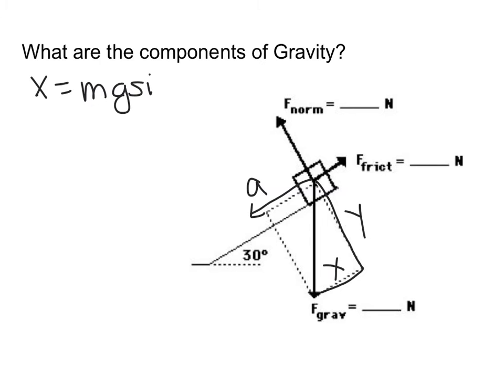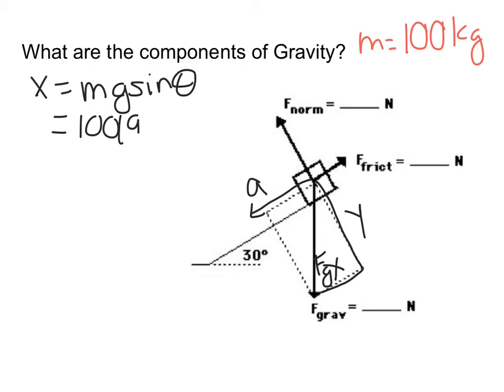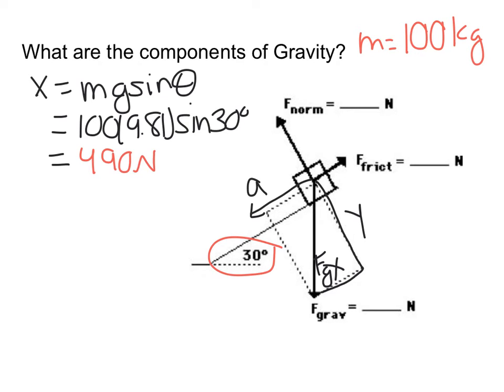mg sine theta. Let's assume that this box is equal to 100 kilograms as well. So right now, remember, we're solving for force of gravity in the x direction. Let's plug in my numbers. 100, 9.8, and sine of 30 degrees, which I got from right here. I'm going to get for my answer 490 newtons. That's my force of gravity in the x direction.